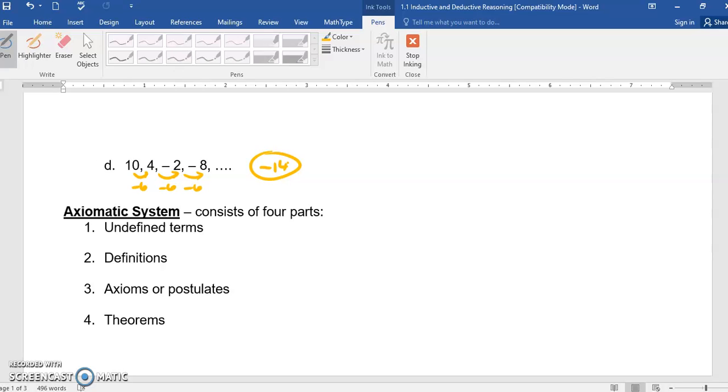An axiomatic system, then, consists of 4 parts. Undefined terms, that's really just your starting point. Okay, we can't actually define absolutely everything. Sometimes it's like, all right, this is where we're at. It's impossible to just truly define every term. Okay, definitions are formed with words. Words have meaning. Definitions are statements that give meaning to new terms.